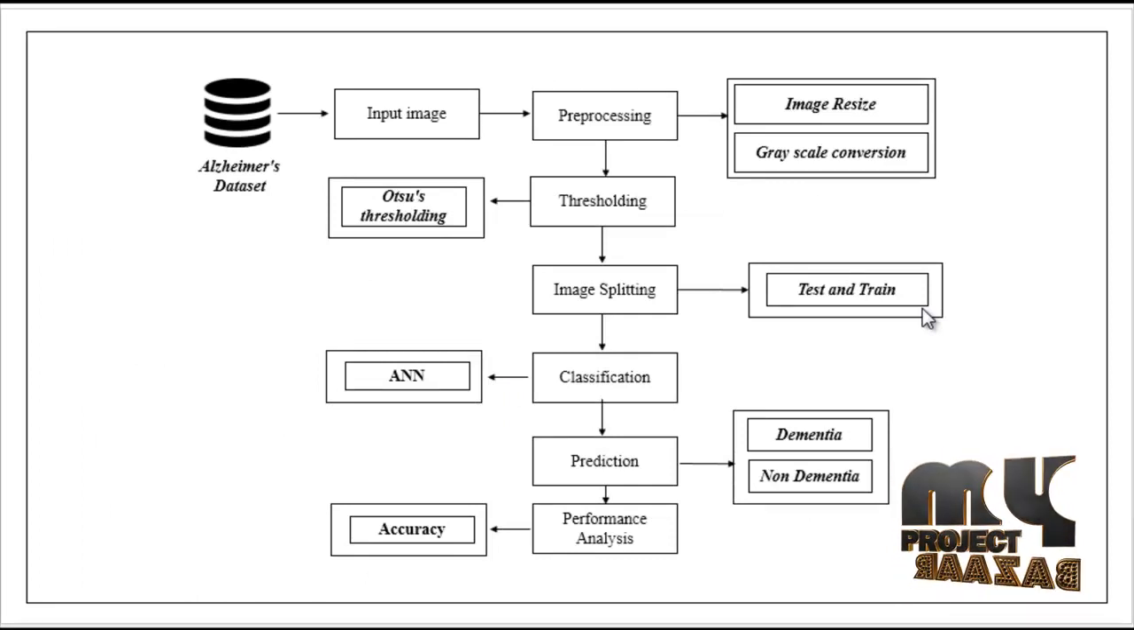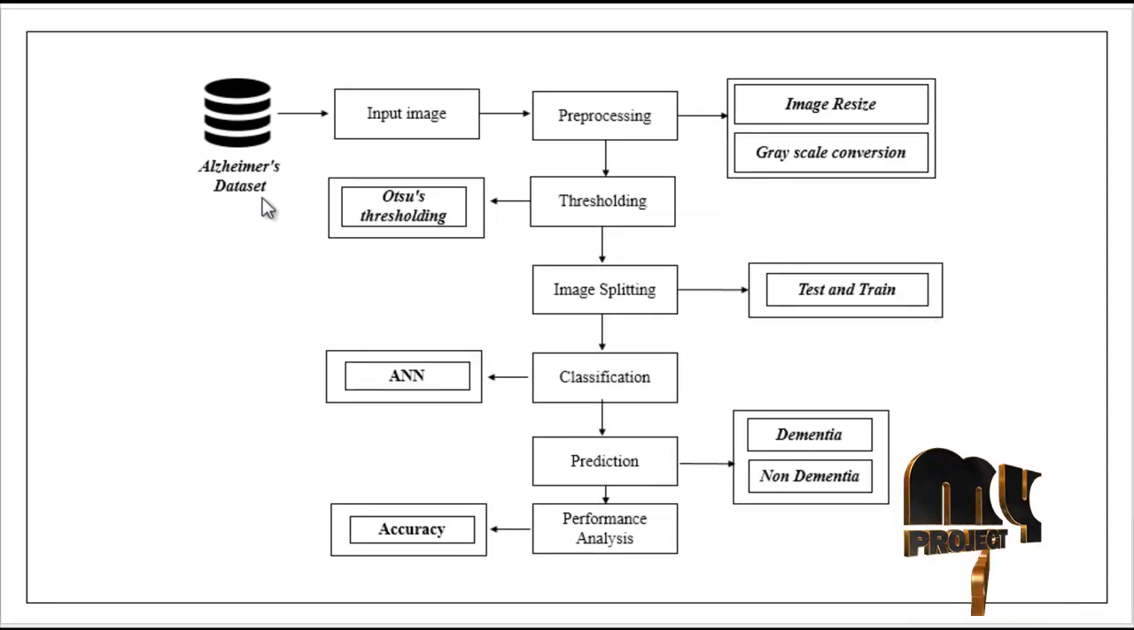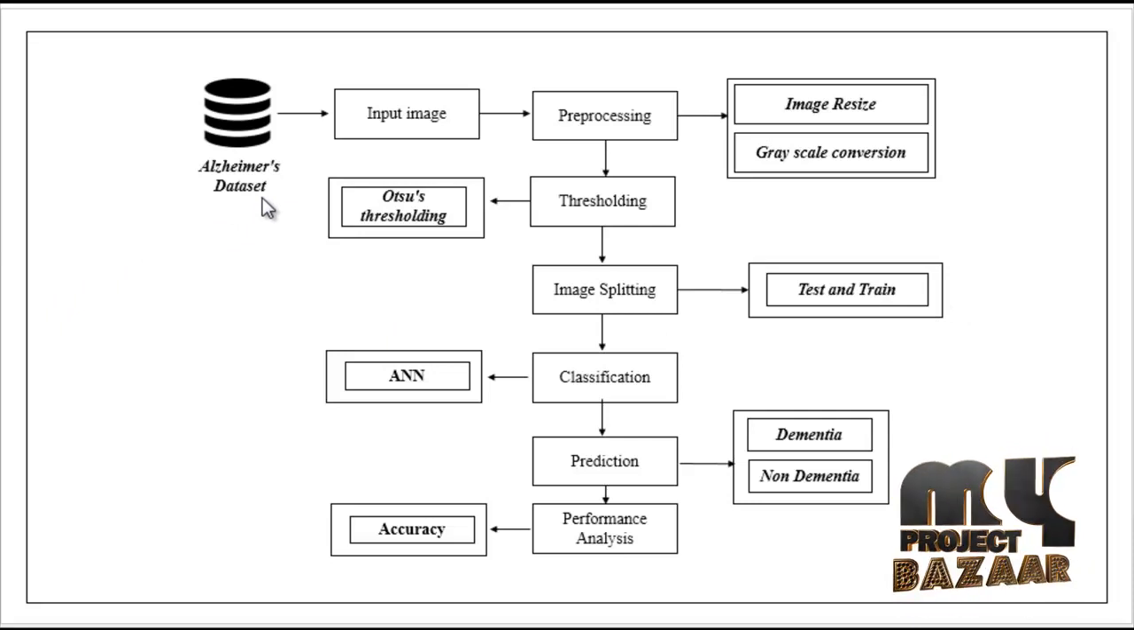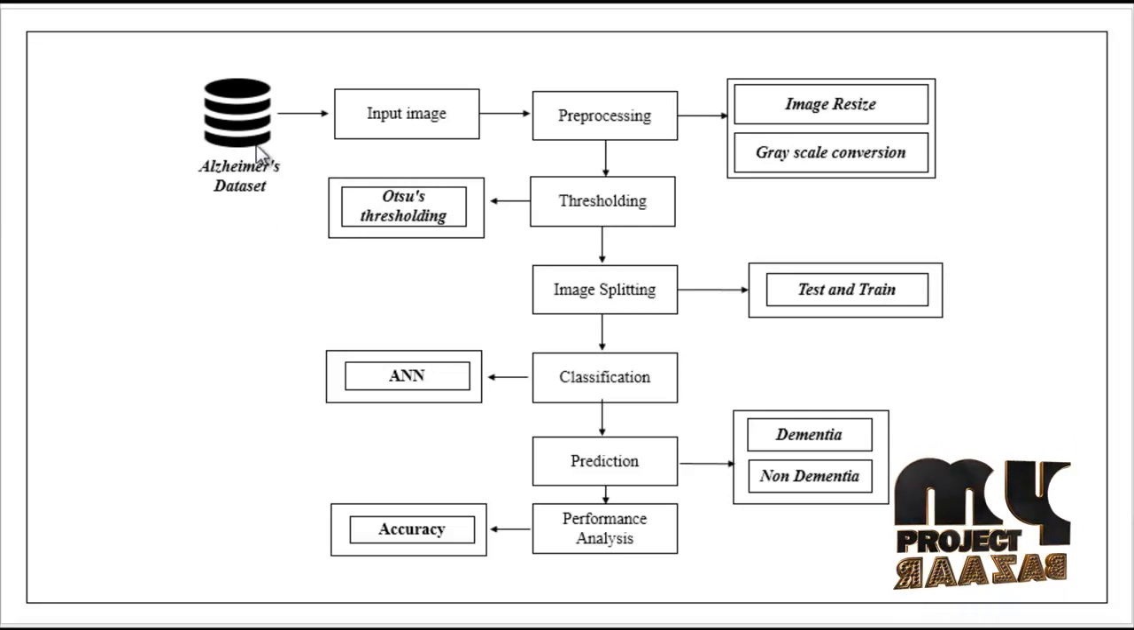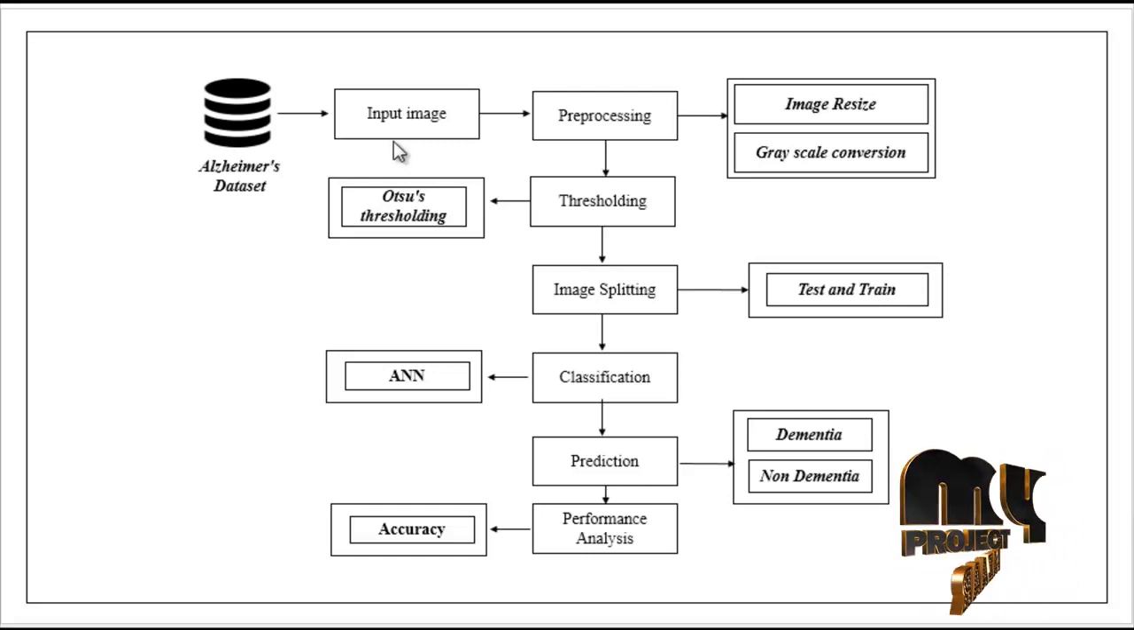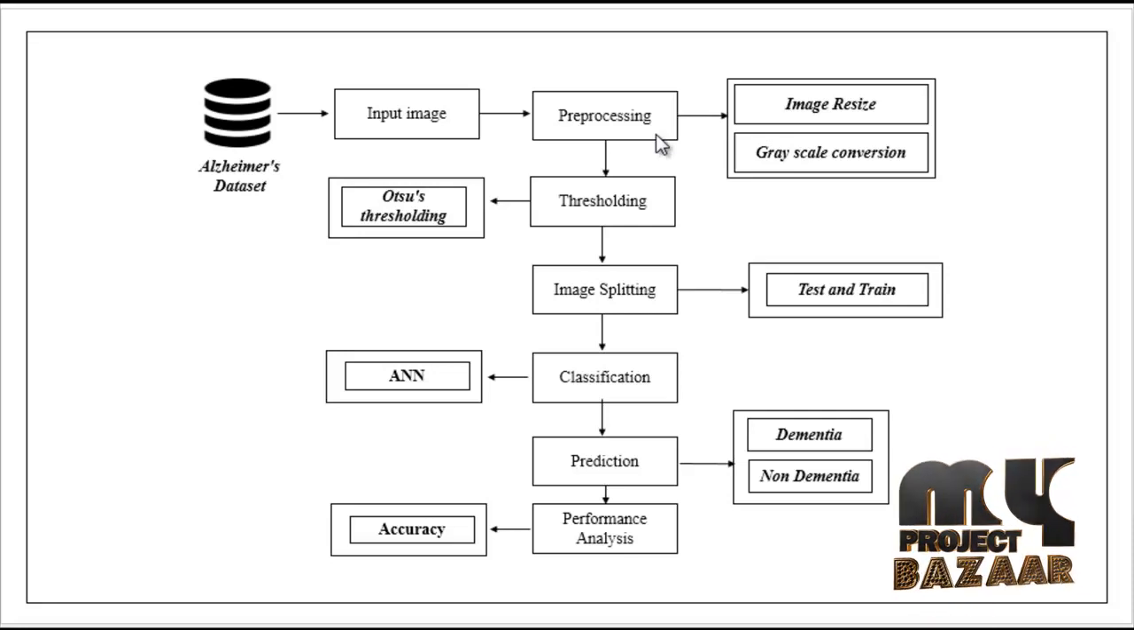This is the flow of our diagram. First we have to take the Alzheimer's dataset. The dataset contains a number of images which are collected from dataset repositories like Kaggle, UCI or GitHub. After that we select one input image from the dataset. The selected input image is carried to the pre-processing step.